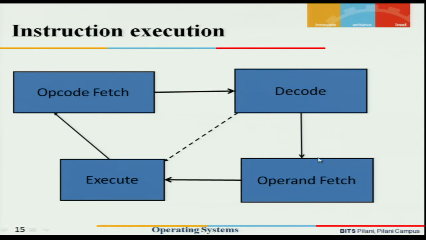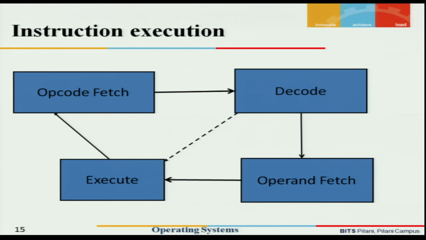If the operation requires an additional operand, then it will read the operand from the memory and then execute. Another way could be that in case an operand is not required, then after the decode it can directly go and execute the instruction. After executing the instruction, the processor will try to fetch the next opcode, that is, it will get ready to execute the next instruction.